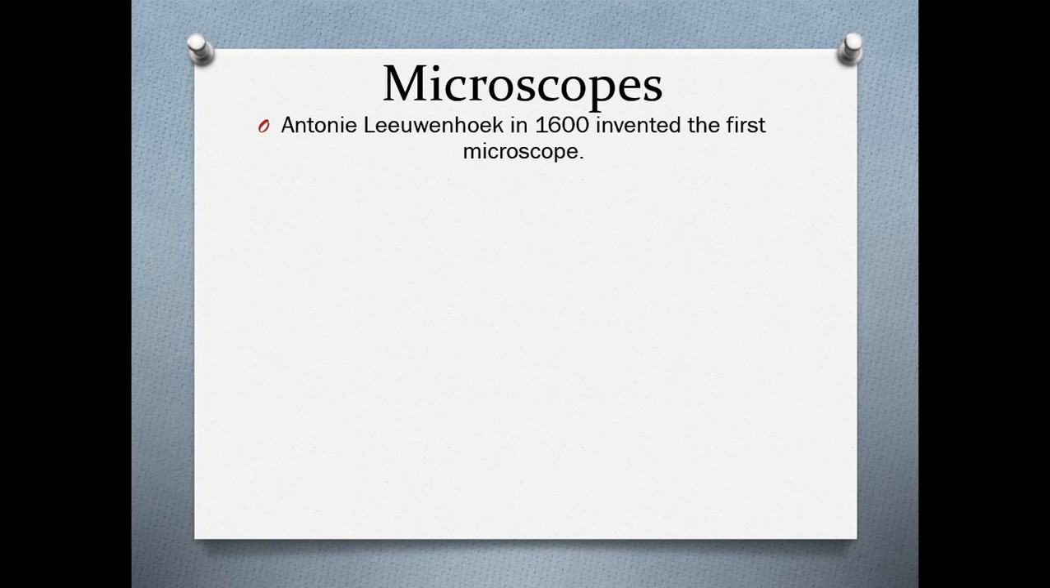Now we're going to talk about microscopes. Anthony Leeuwenhoek in the 1600s invented the first microscope. This is definitely a name that you need to remember, Anthony Leeuwenhoek, because with his invention of the first microscope, he was able to observe the first cells, which then helped us start theorizing that all living organisms are made up of cells.